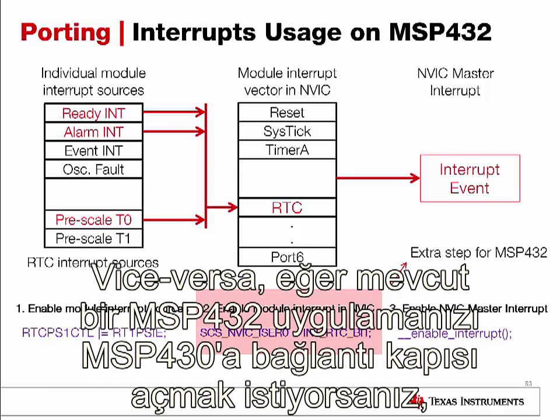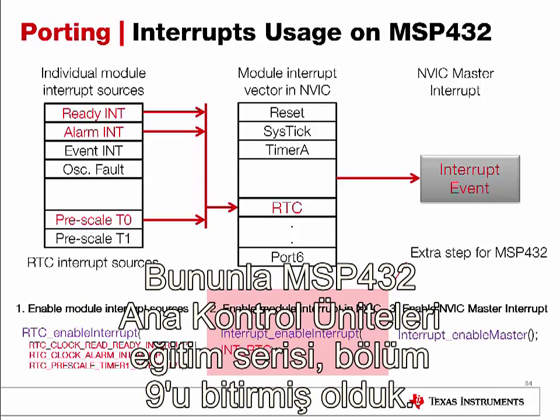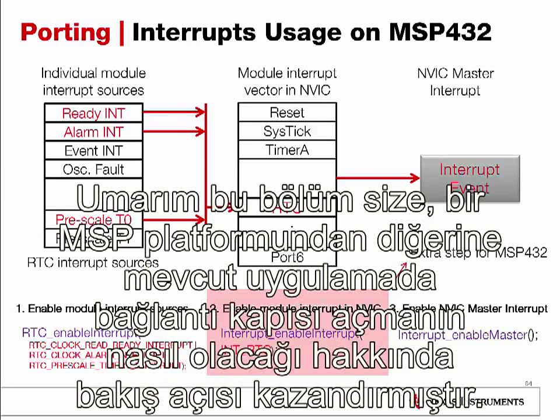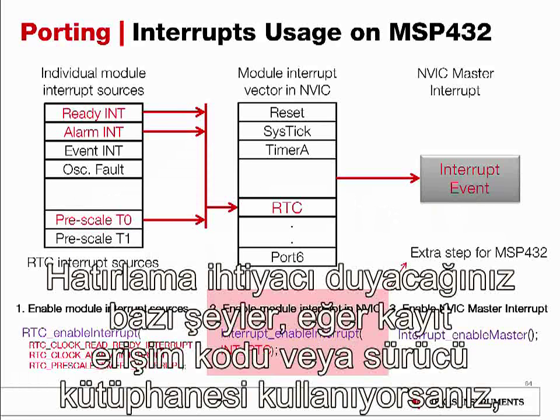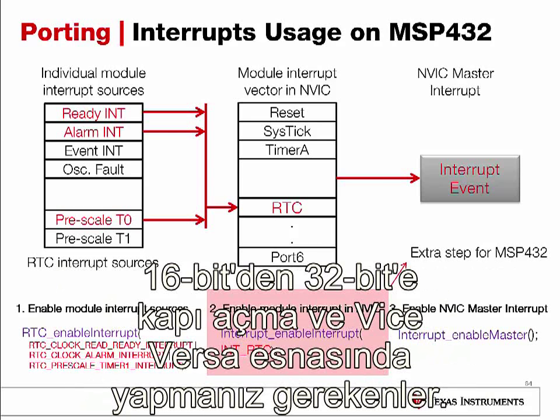Vice versa, if you need to port an existing MSP432 application back to MSP430, make sure to remove step number 2 because it is no longer relevant on MSP430. So with that, we have concluded part 9 of the MSP432 MCU training series. Hopefully this session gave you an overview of what it takes to port an existing application from one MSP platform to another. Some of the things that you need to remember are whether you use register access code or driver library, how to handle interrupts, how to handle intrinsics, and some of the gotchas you need to watch for when porting from 16-bit to 32-bit and vice versa. Thanks for watching.